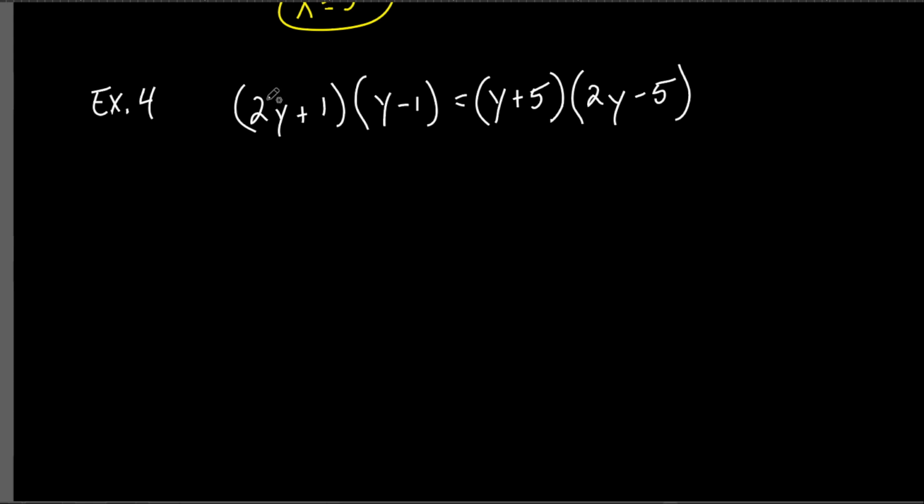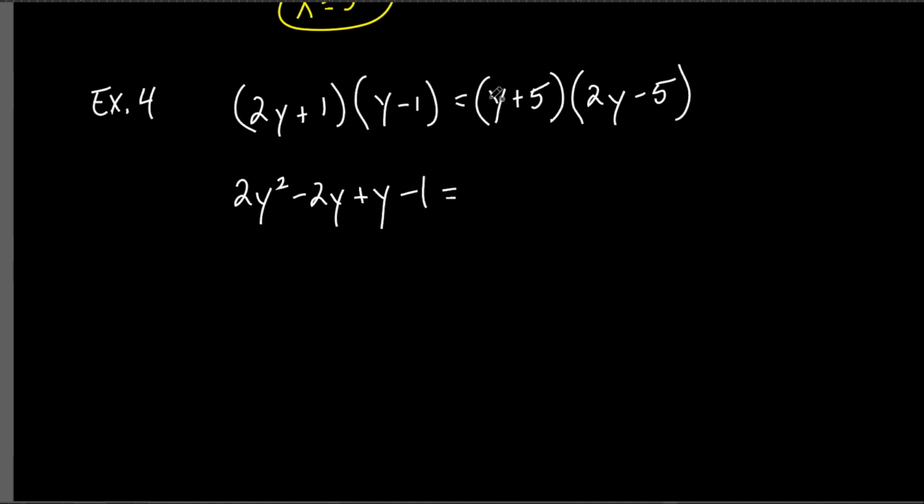Let's do FOIL real quick. 2y times y, 2y squared. Okay, that's the first. Let's do the outside. That's going to be minus 2y. Let's do the inside. That's plus y. Let's do the last. That's minus 1. Equals. I can do that fast because I've taught this to you before already.